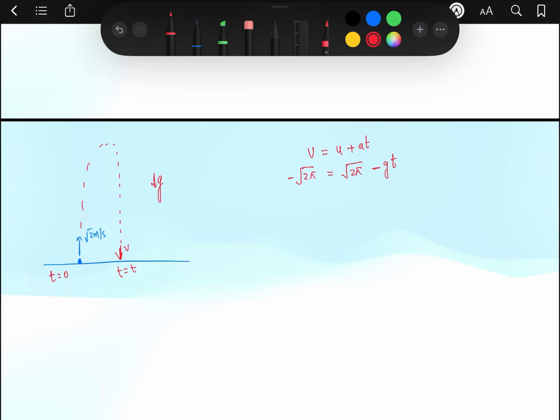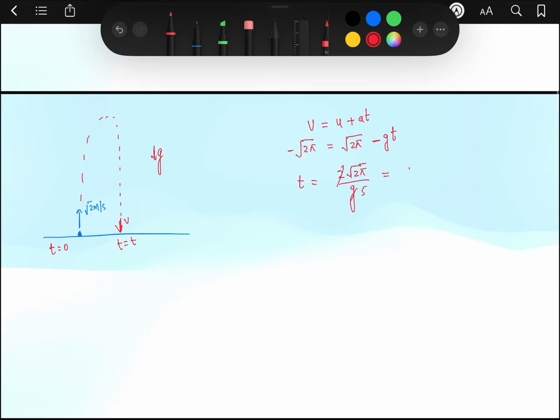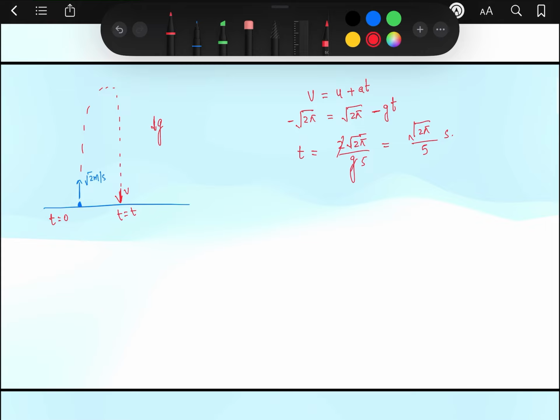Okay. So here we will get the value of t equal to twice √2 pi divided by g, and the value of g we can put as 10, so it will cancel down by 5. So the value of time we are getting is t equals √2 pi divided by 5 seconds. So this is the time period for which this particle will be in air.